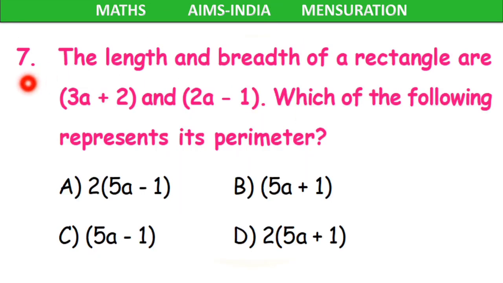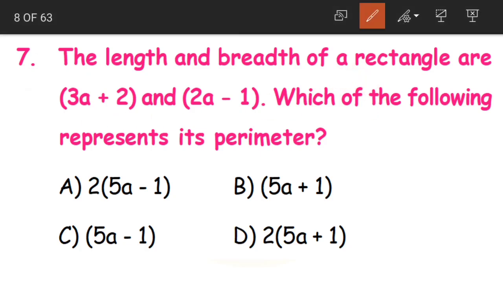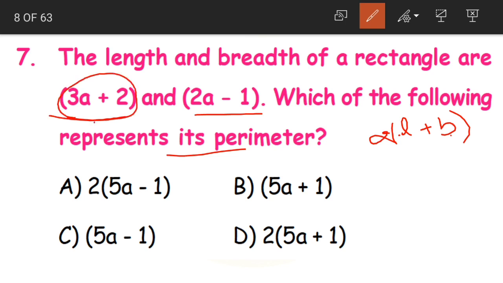Now coming to question number 7. The length and breadth of a rectangle are 3a plus 2 and 2a minus 1. Which of the following represents its perimeter? Till now we have found the perimeter of a rectangle using the formula 2 into (length plus breadth), where length and breadth were numbers, like 8, 10, 12 or something. But here length is 3a plus 2 and breadth is 2a minus 1. So how to solve this?